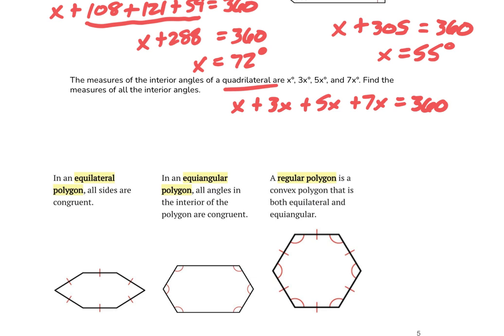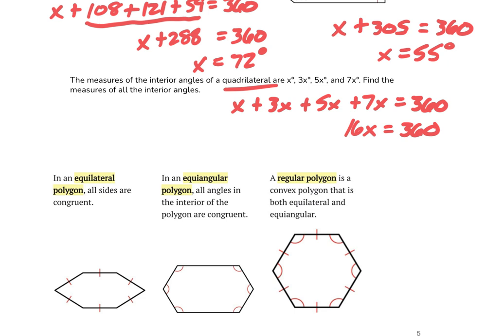Because these all have x attached to them, they're all like terms, right? So remember, if there's nothing in front of this x, there's an assumed 1 right here. So 1x plus 3x would be 4x. 4x plus 5x would be 9x. 9x plus 7x would be 16x equals 360. So then we got to solve for x.